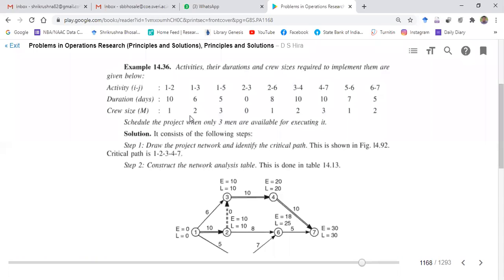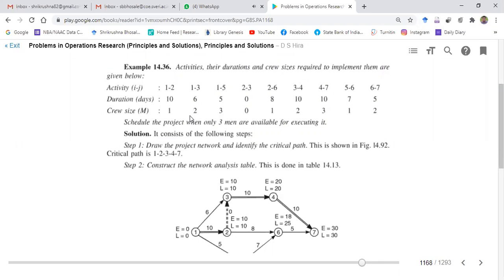But the second activity, the 1 to 3 activity, is another activity for which 6 days are required, and two persons are required for that activity. And let's consider one more activity, the 1 to 5 activity. For that, 5 days are required, but three persons are required. That is the crew size. Three workers, or three resource persons, are required.